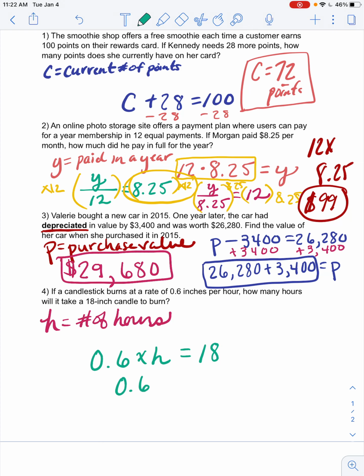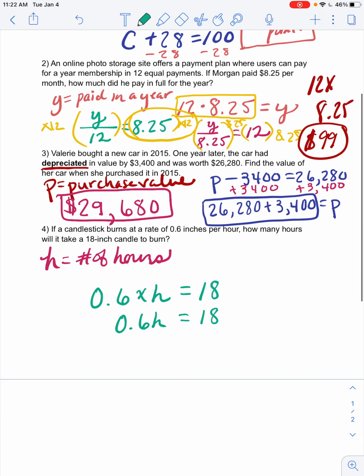And when you put a number and a letter side by side, it means that you're multiplying. So 0.6H equals 18 is a slightly better way to write that. And then to solve this, you would divide both sides by 0.6. And you're going to get a value that's more than 18. If you do 18 divided by 0.6, you're going to get 30 hours.